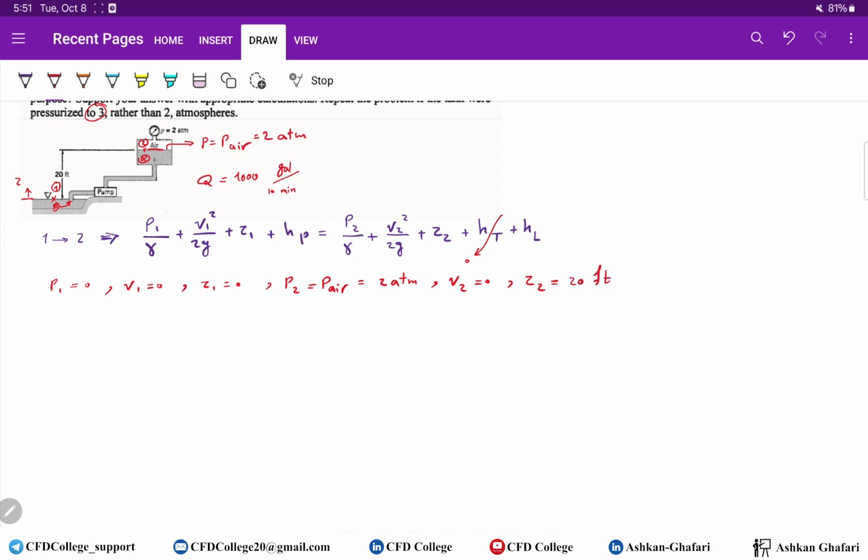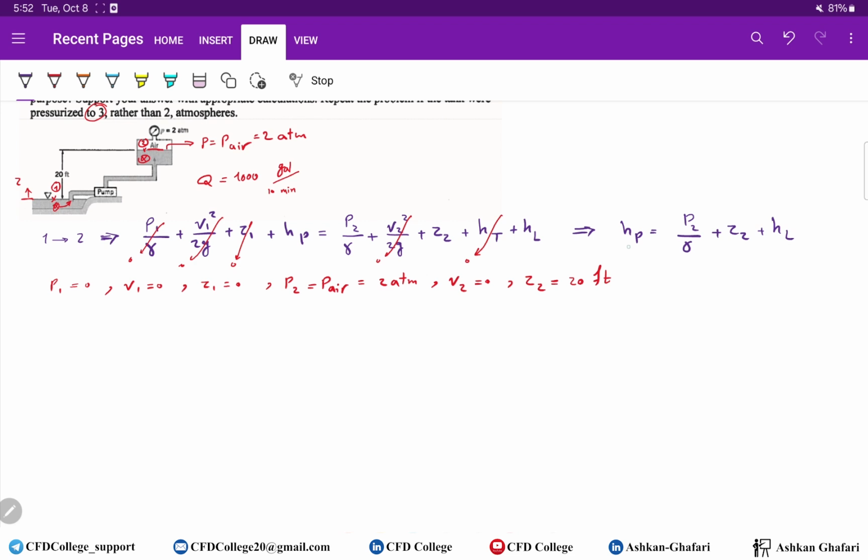So what do we have? This term is 0. Oh, sorry. This term is 0. This term is 0. This and this one. So what we have in the end is HP equals P2 over gamma plus Z2 plus head loss.